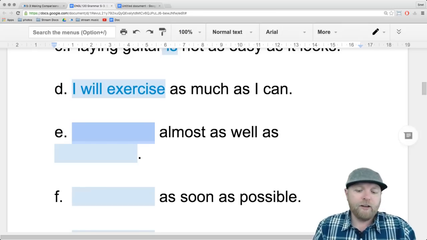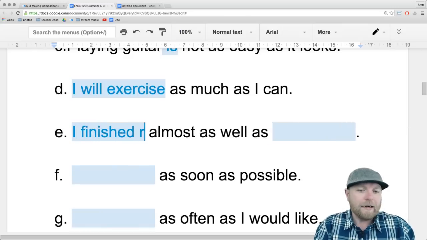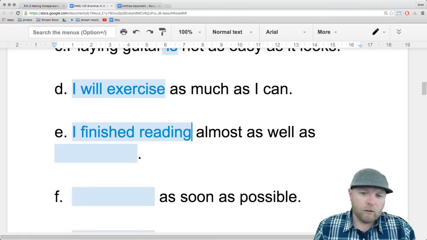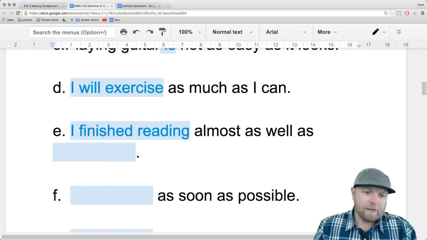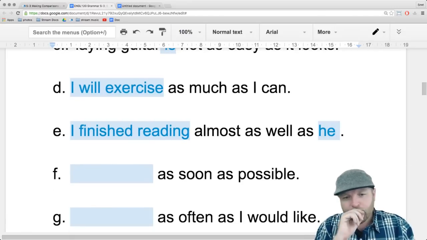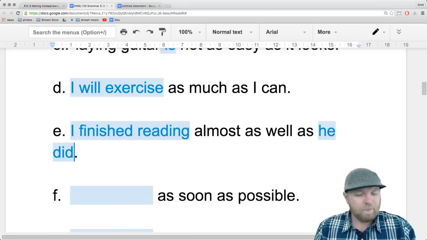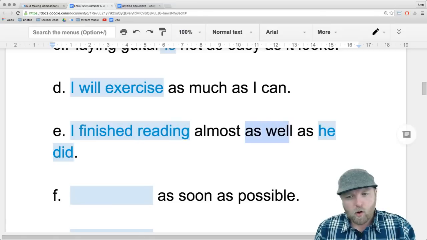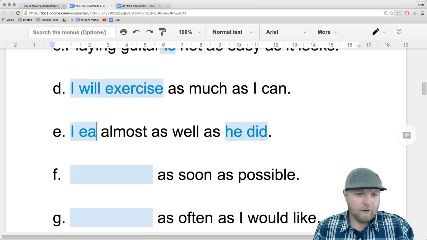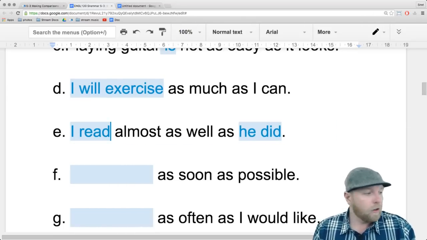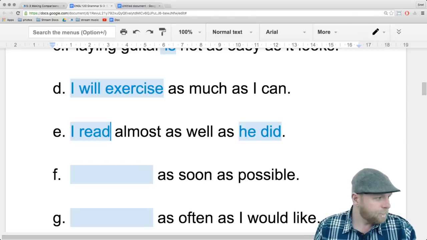Rais: I finished reading almost as well as... what? Okay, be careful. Your sentence has a couple of mistakes because this is past, right? So this should be past, right? Now, I don't understand what you mean, "finished reading almost as well." You finished reading? Maybe just "read" is okay. All right, let's look at another answer.